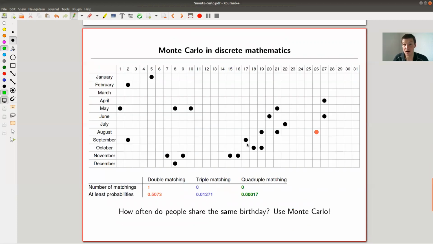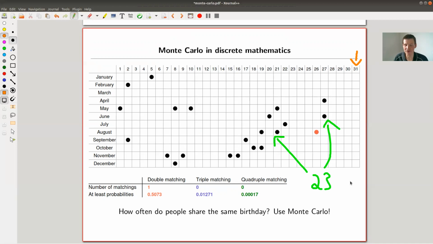Let me show you an application in discrete mathematics, actually. Monte Carlo has a lot of applications. The birthday paradox, you might have heard of it. It's pretty well known in some sense. Basically, you have a certain number of people. Here I have 23 people, and they are represented by dots. Each person has a birthday, and I just oversimplify here by saying that every month has the same number of days. It doesn't, by the way, matter so much for the result anyway.